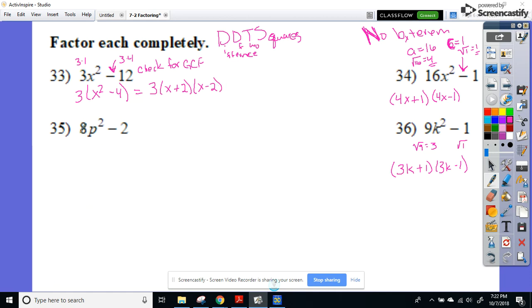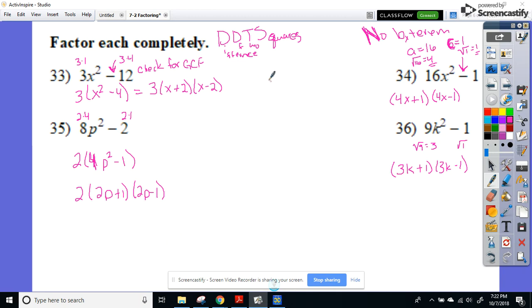Let's do it again. 8's not a perfect square. 2's not a perfect square. It's set up for the difference of 2 squares. We got the difference sign right here. And we have no B term, but not a perfect square, not a perfect square. So check for a GCF. That's 2 times 4. That's 2 times 1. I have a GCF of 2. Pull the 2 out. That leaves me 4p squared minus 1. Perfect square, perfect square. Square root of 4 is 2. Square root of 1 is 1. And that's the way they factor every time, the difference of 2 squares.